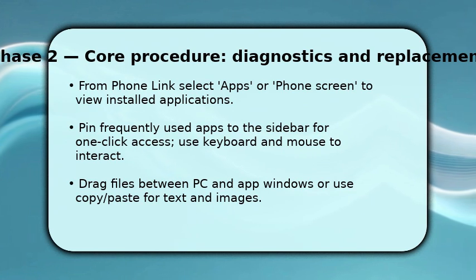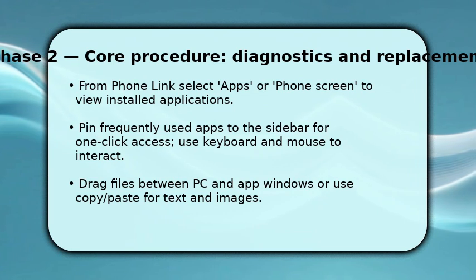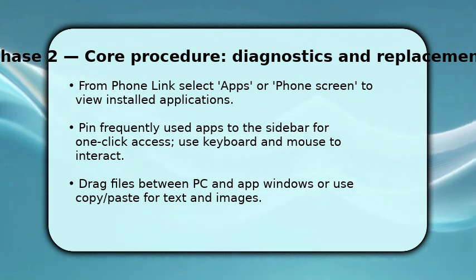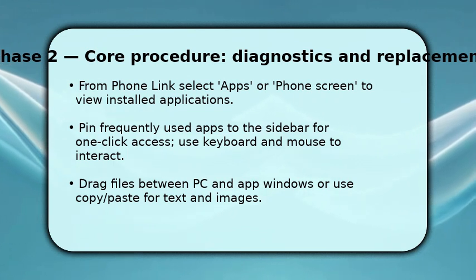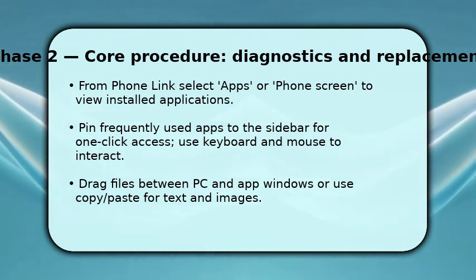To move content, drag files into the app window or use copy and paste for text and images. It's faster than emailing yourself. If an app needs notifications, make sure the permission was granted earlier, so real-time updates appear on your PC.